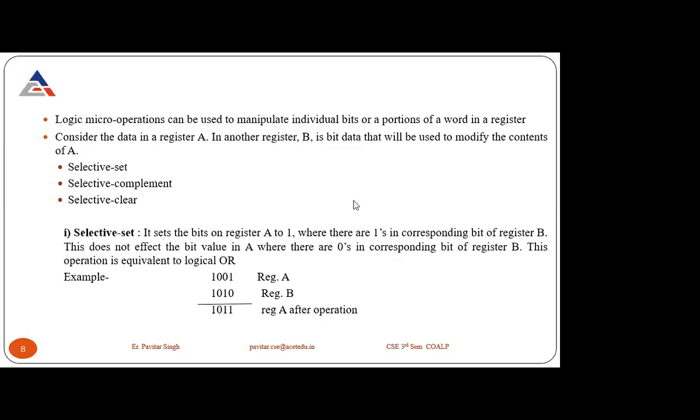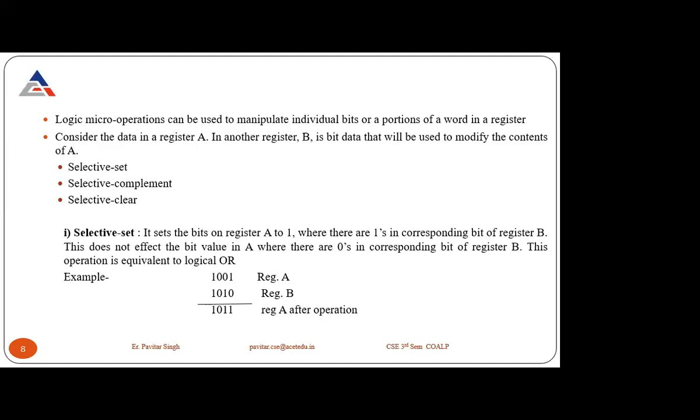So next we have logic microoperations, which can be used to manipulate individual bits or a portion of a word in a register. Consider the data in a register A, and another register will be B. B is the bit data that will be used to modify the contents of A, right? So here we have 3 basic applications of this logic microoperation. Let's discuss them one by one.